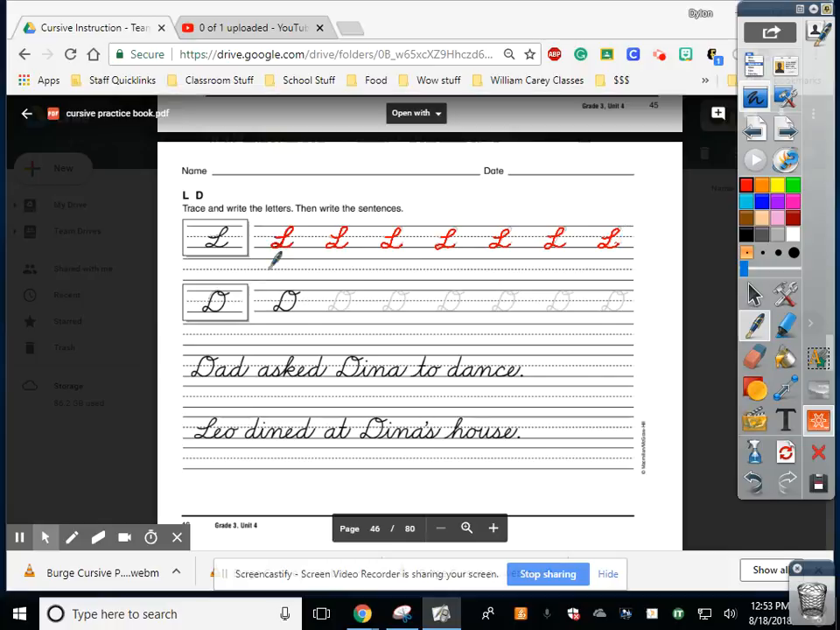All right, and then you do the same thing here. Do your own letters. Bam. And then you copy down each one of those.